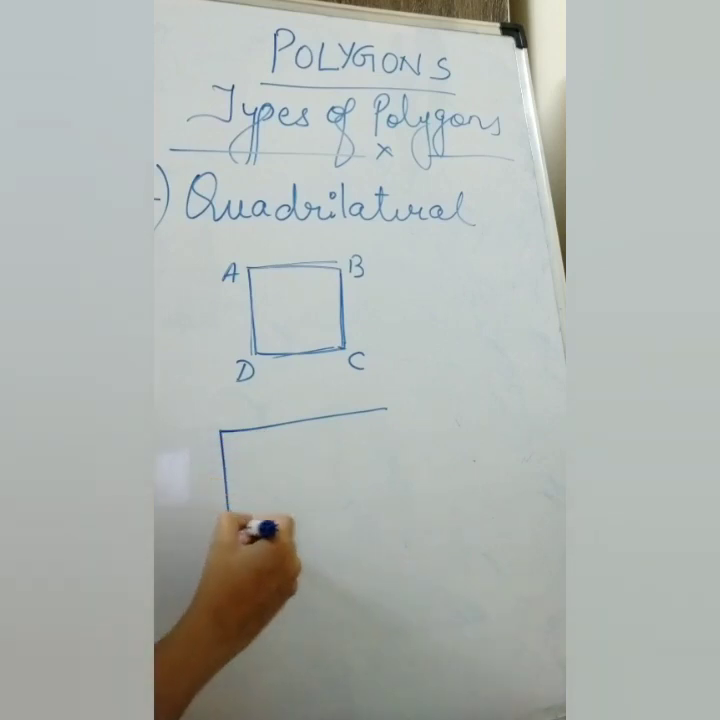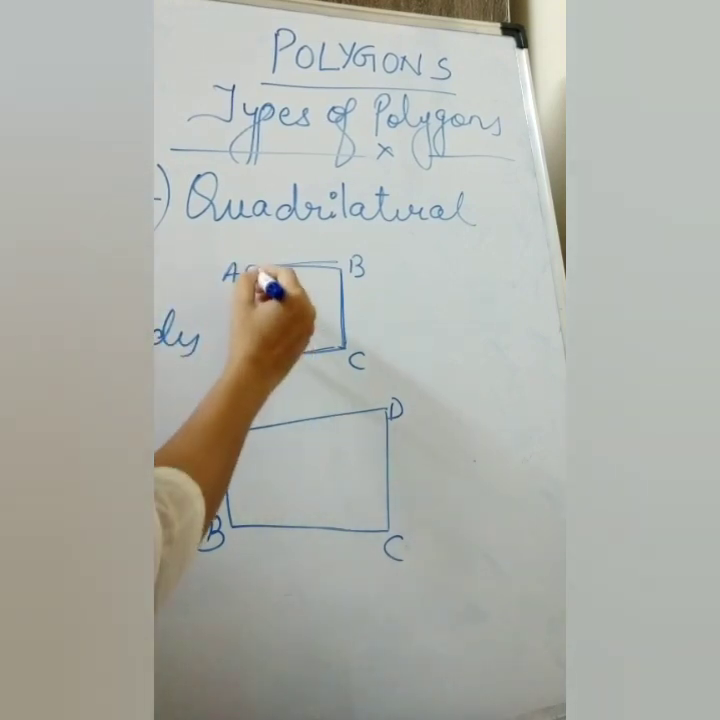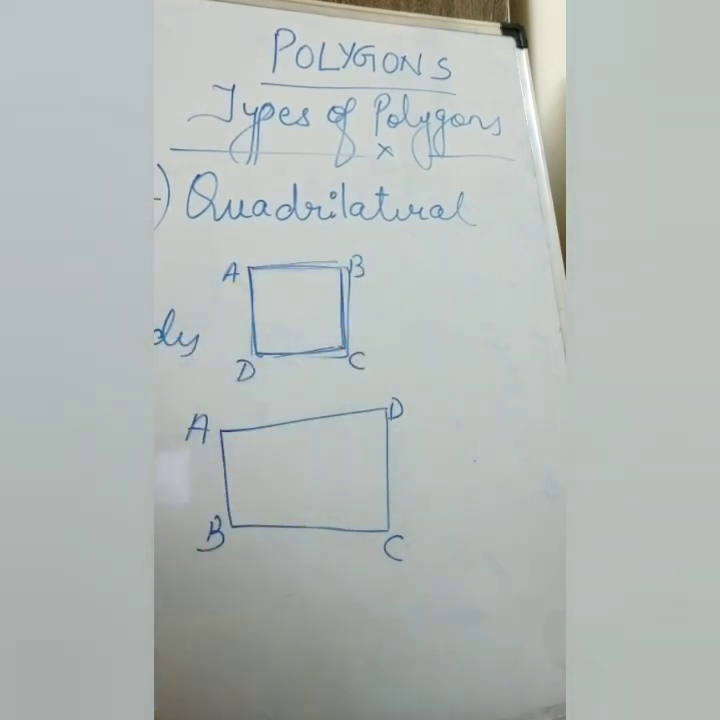A rectangle also, A, B, C, D. A rectangle is also a quadrilateral. Quadrilateral means those having how many sides? 4 sides, and they should be a closed figure.